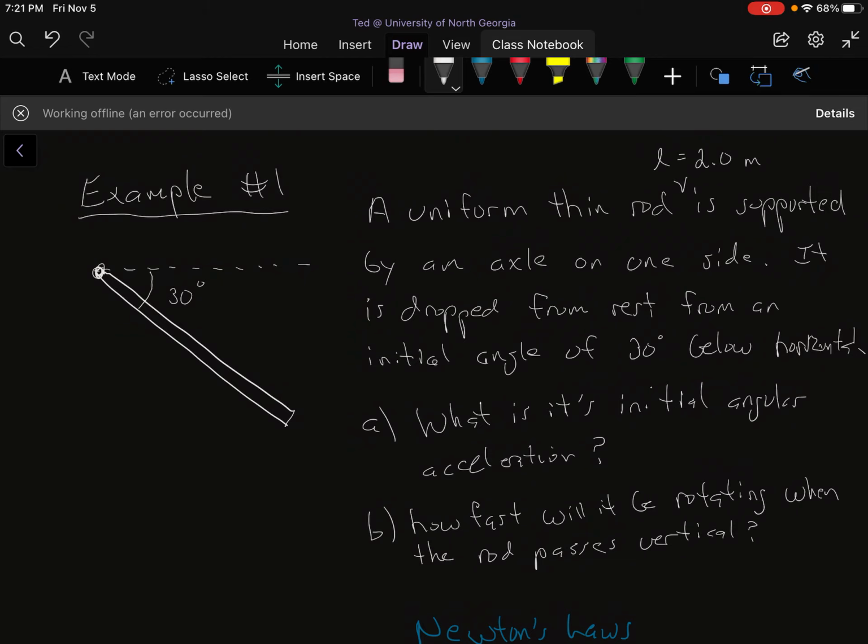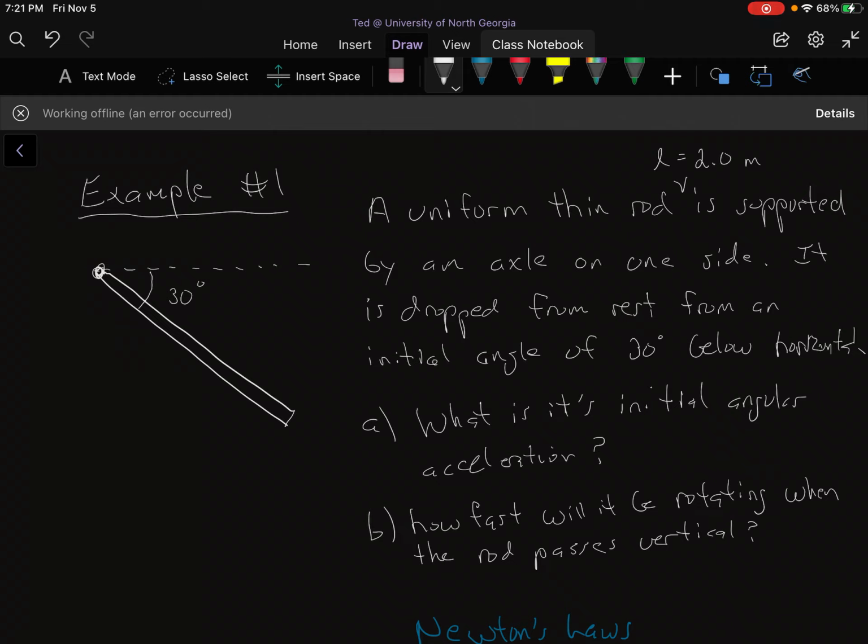All right, we have three completely different kinds of physics that we're using this week. One of the most important things we have to do for each problem is decide what physics we're going to use to solve it. So, let's look at example number one.